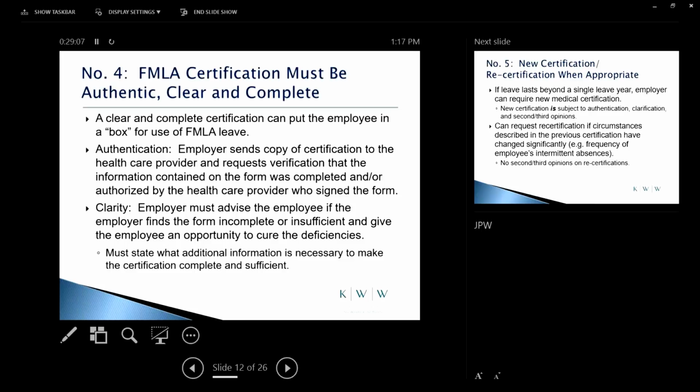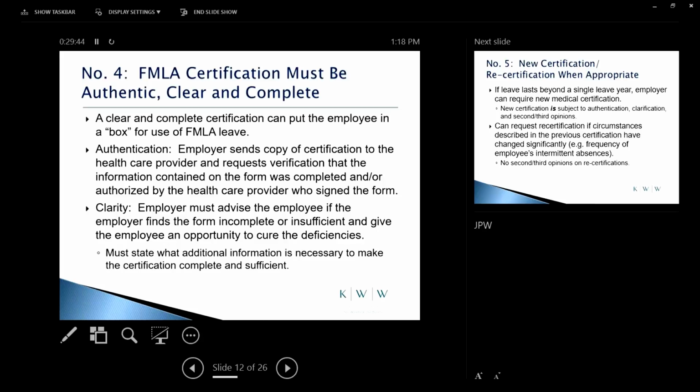Okay. Best practice number 4 zeroes in on the FMLA certification of healthcare provider form. And it's very important that that form be authentic, clear, and complete when returned to you by the employee, having been completed by the employee's doctor. And you all may have opinions about how often the forms you get back are not authentic, clear, and complete. But I would place that at north of 50%. I think a majority of certifications that I see are not really clear and complete.